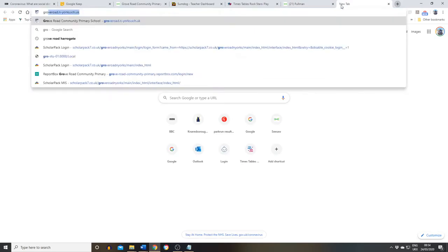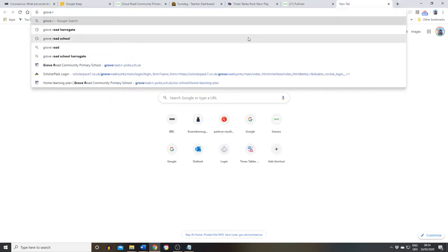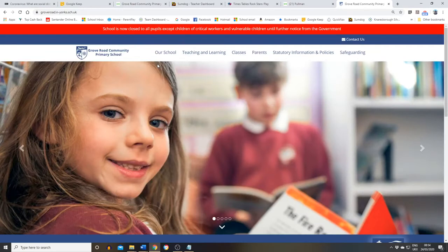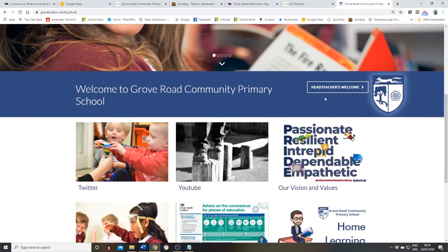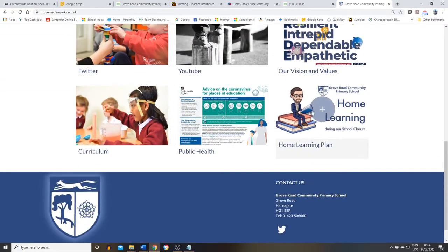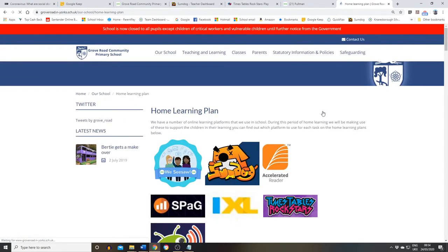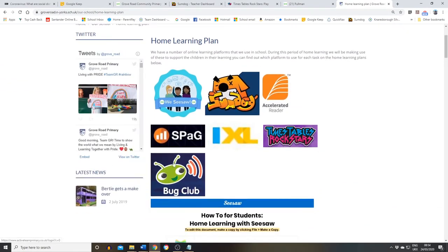That reminds me, spag.com. So you need to go to the Grove Road website, our school website here. If you scroll down, you'll see this lovely little picture of Mr. Parkhouse, the home learning area. If you were in school last week, you've got to go on this. Click on that. And at the top here, there are links to most of the things that you need. Spag.com is there. If you click on that and go in, you'll find you've got a test waiting for you.